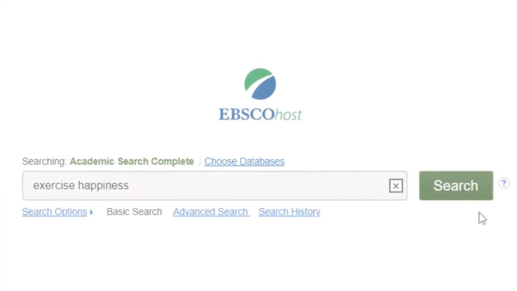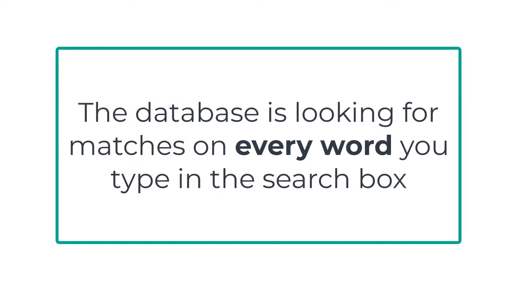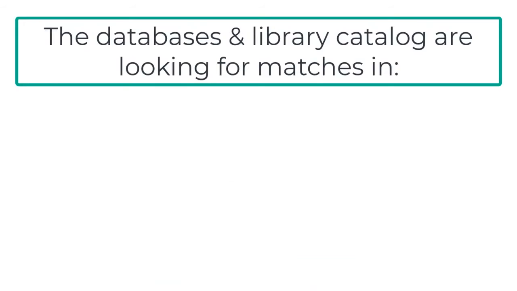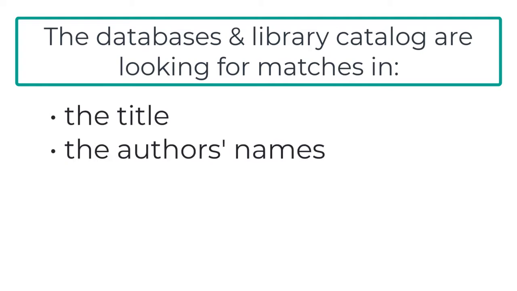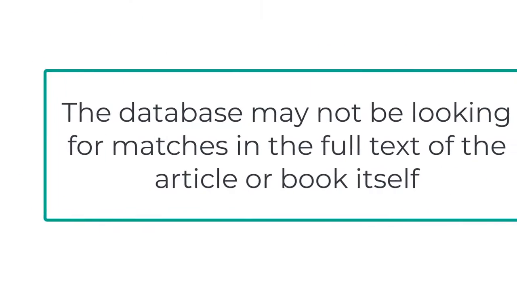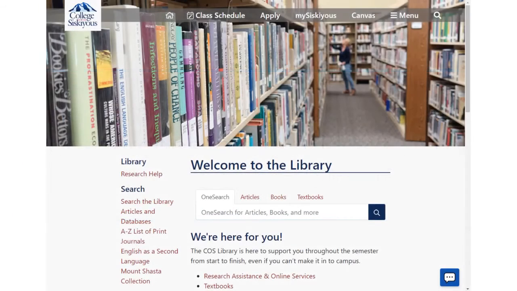When you click the search button in a database or the library catalog, it looks for fairly exact matches on every word that you type into that search box. If it doesn't find a match on every word, then it won't put an article or book in your search results. So make your keywords count. The databases and library catalog are looking for matches in places such as the title, in the author's names, in subject terms, and in the abstract or summary of the item. Keep in mind that the database or catalog may not be looking for matches in the full text of the article or book itself.